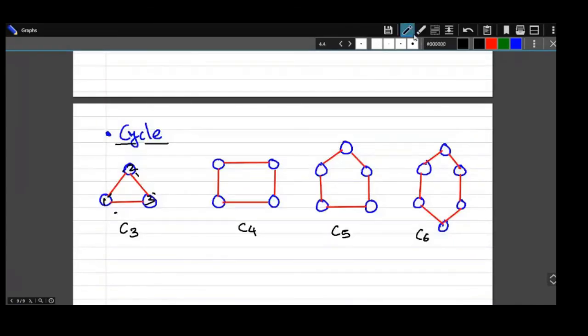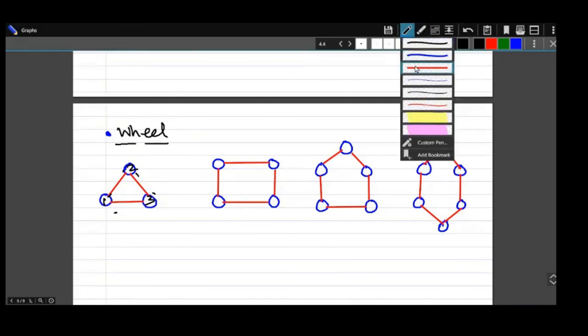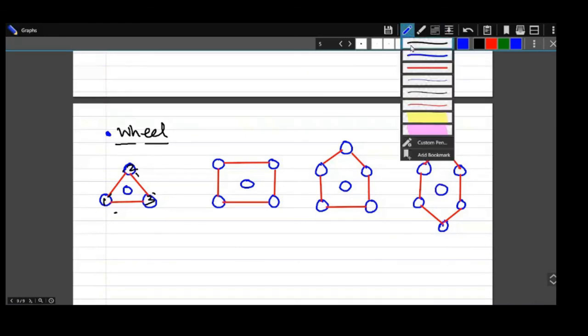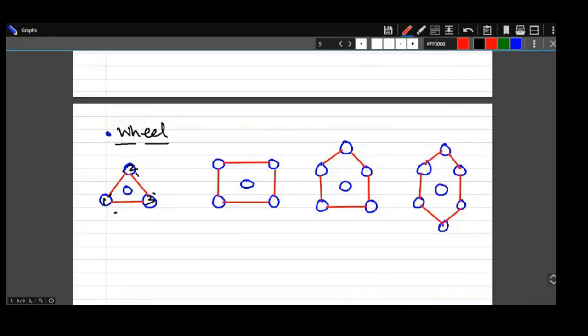Now, instead of cycle, I will write it as wheel. Okay, and again, these numbers are no longer required. What is a wheel? Now look at this. I will draw one more vertex just in between this and the edges like this.